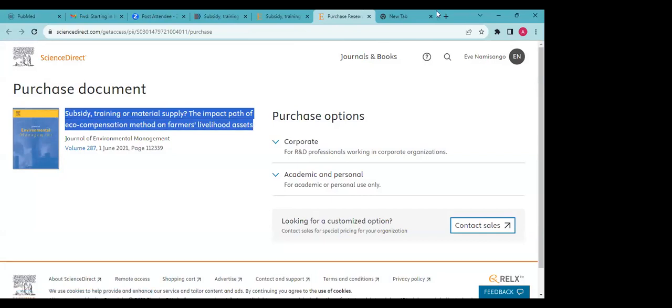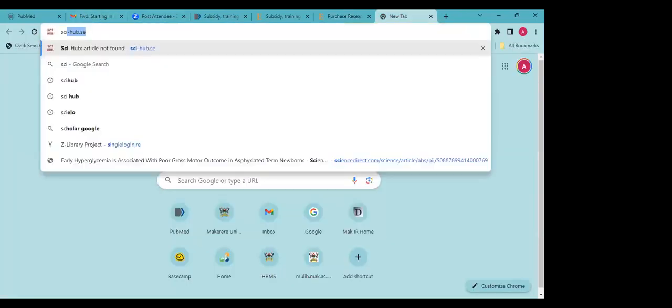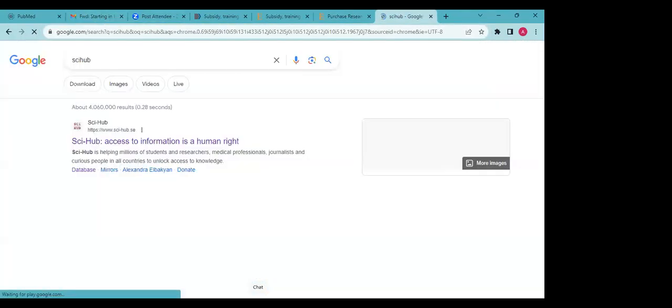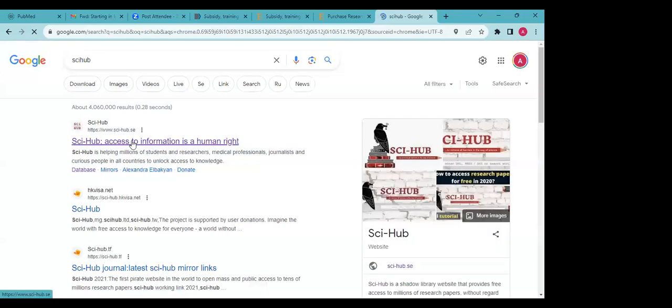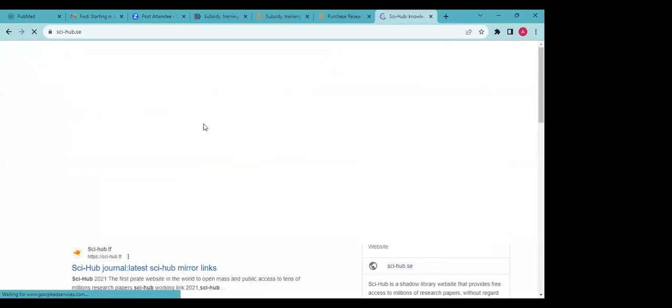If they have it, they can give it for you for free before you begin consulting maybe the librarian. So you can go back to the text, you highlight the heading, you copy and paste it in Sci-Hub. They'll bring the full article to you. Yeah, like that. Thank you.